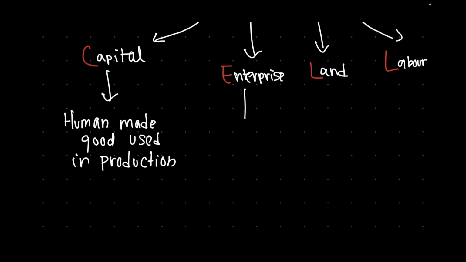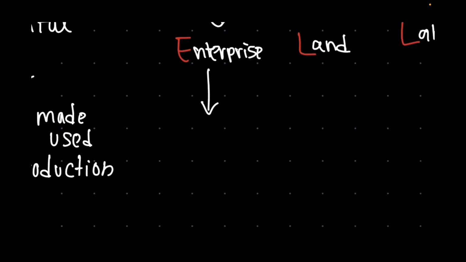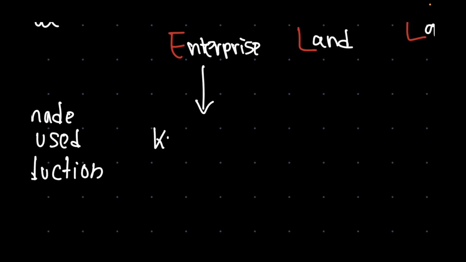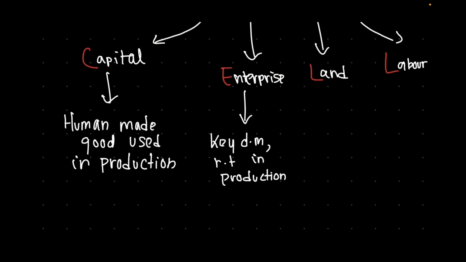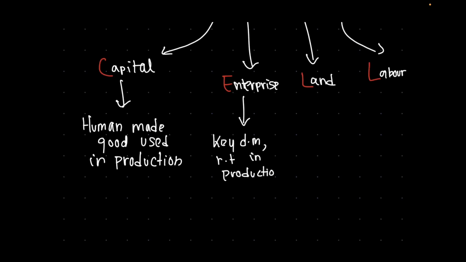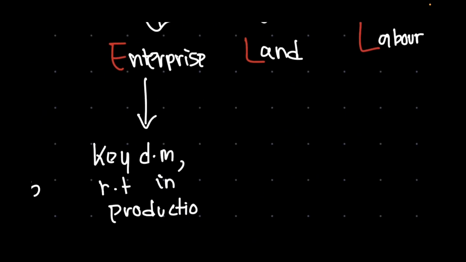The second one is something called enterprise. Enterprise basically refers to the key decision makers and risk takers in production. Now these are typically the entrepreneurs or the owners of businesses. Now land. What does land mean? Land refers to the natural resources that are used in the production process.